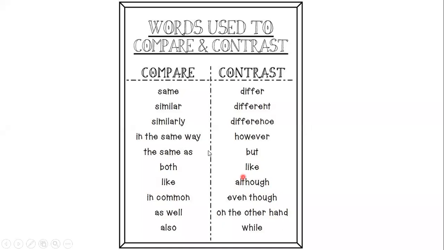Here are some more. I can say same to show comparison, which means similarity, same, similar, similarly, in the same way, the same as, both, like, in common, as well, also. So these are simpler words. Now to show contrast, I can say differ, different, difference, however, but, although, even though, on the other hand, and why.